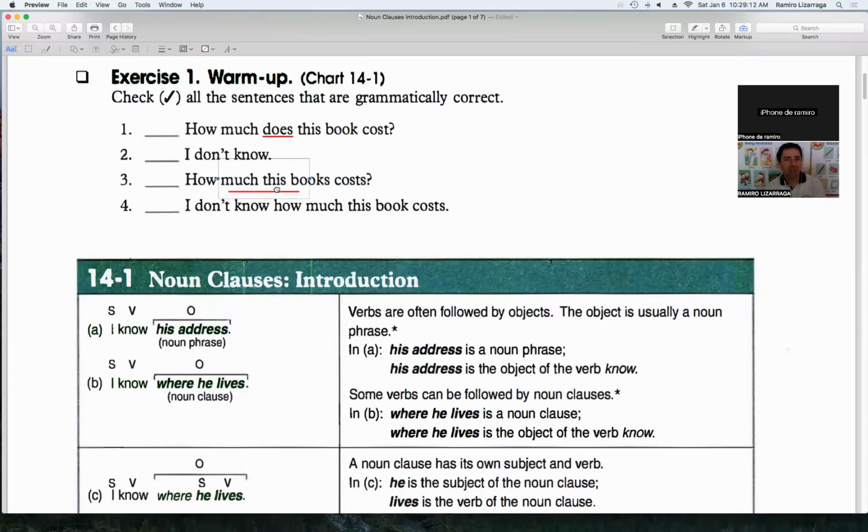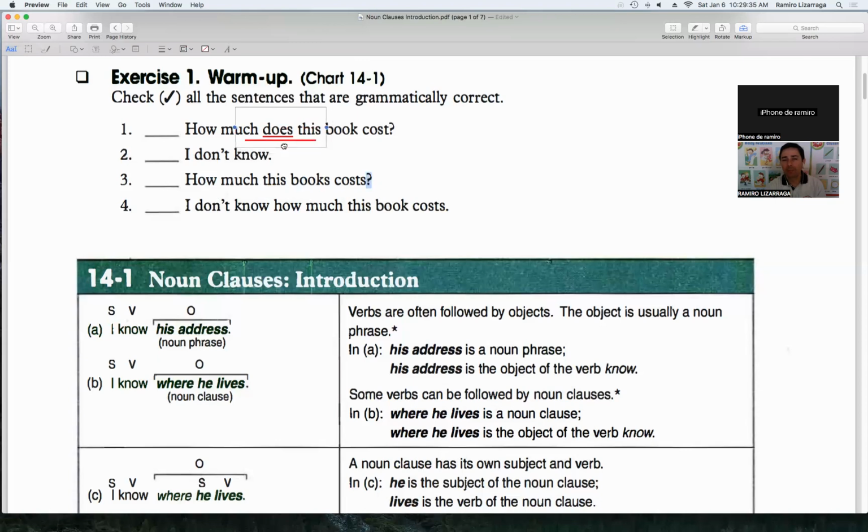Is this right or is this correct? Which one is incorrect? What's happening? We're missing something here, right? It's supposed to be a question, but we don't have an auxiliary here. So pretty much this is wrong. There's a mistake here. What is the mistake?